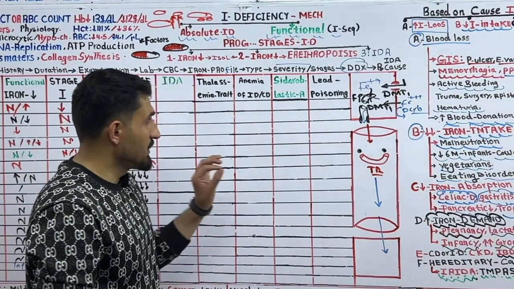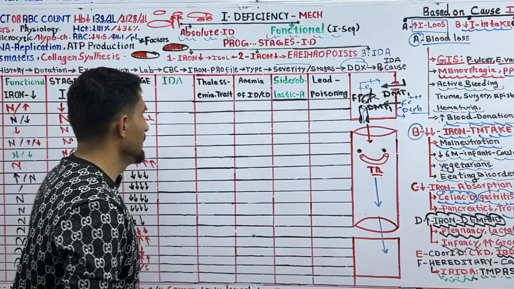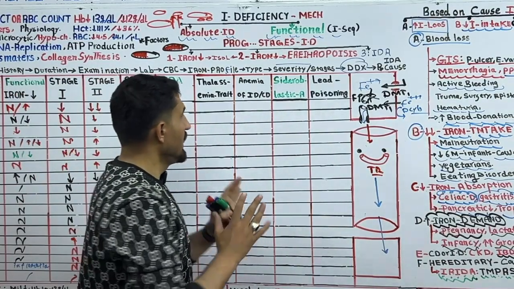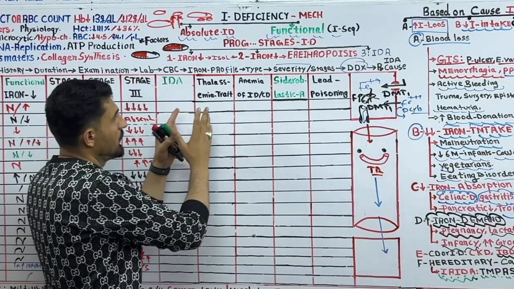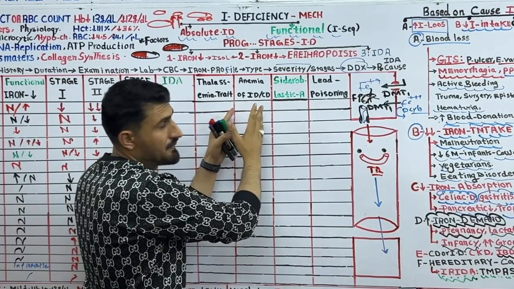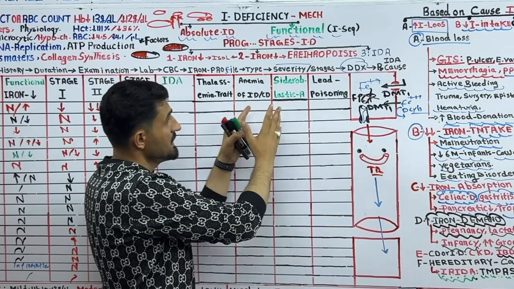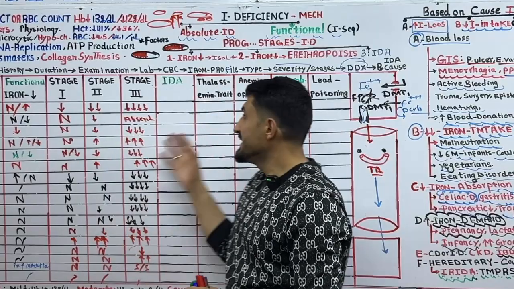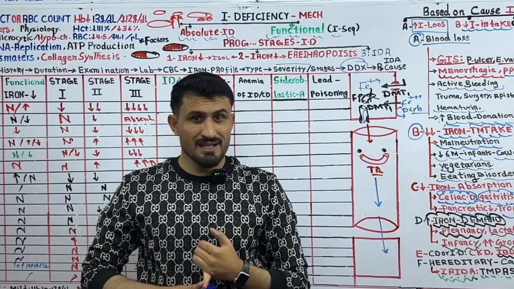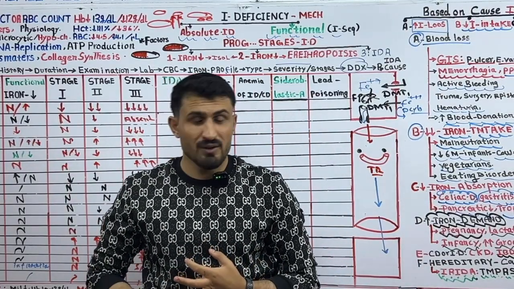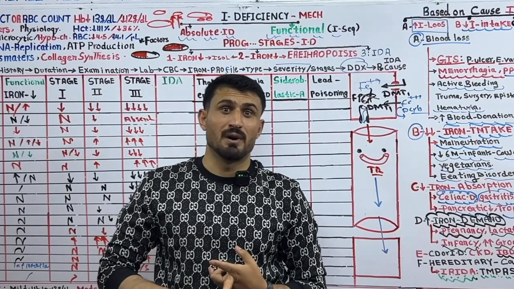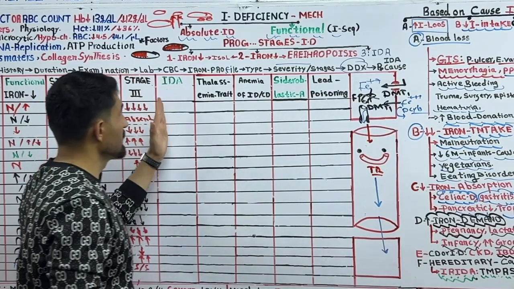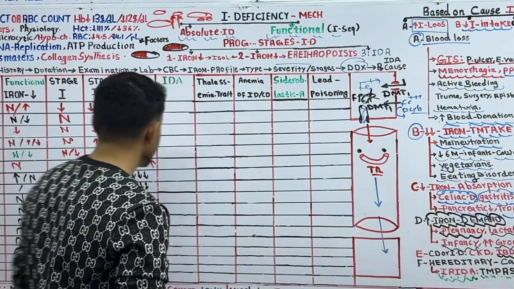Sorry, there was a bit of a problem in this chart. I made it again, but anyway, let's compare iron deficiency anemia with thalassemia, with anemia of chronic disease or inflammatory disease, with sideroblastic anemia and lead poisoning, because in all these situations you will find less hemoglobin, you will find microcytic anemia, and sometimes you will find hypochromic anemia. So that's why you have to differentially diagnose iron deficiency anemia from these conditions.